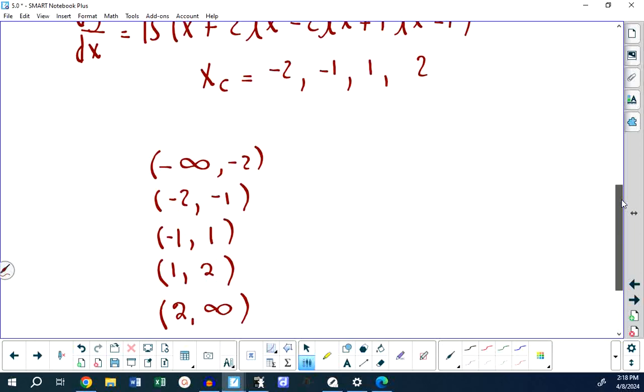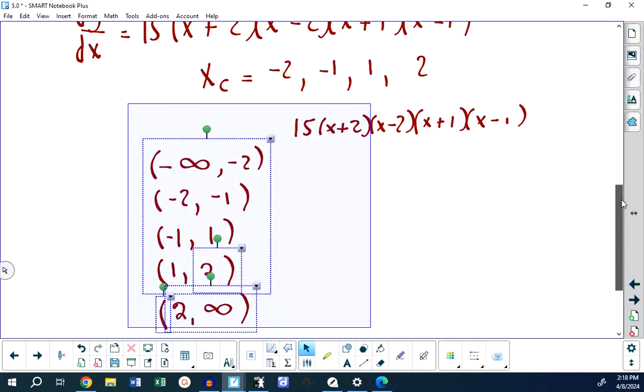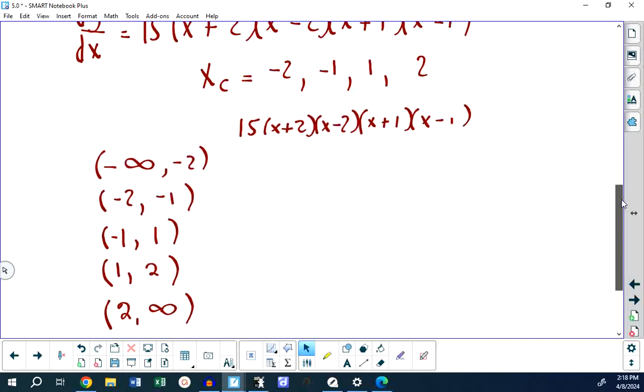Looks okay. Across the top, we can put all of our factors. We have 15, and then x plus 2, and x minus 2, and x plus 1, and x minus 1. The order in which you write the intervals on the left-hand side of your chart is important. The order in which you write the factors is not. We're doing this, of course, so that we can determine the nature of the first derivative, so that we can determine whether the function is going up or down, so we can determine where there's max-mins.